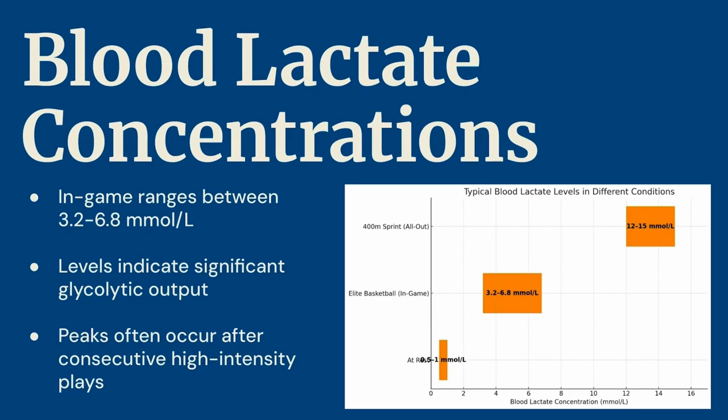In the chart here we see that at rest, again, it is 0.5 to 1 millimoles per liter. Basketball in-game is around 3.2 to 6.8 millimoles per liter. And then for another example of a 400-meter sprint all out, we would typically see ranges of around 12 to 15 millimoles per liter.